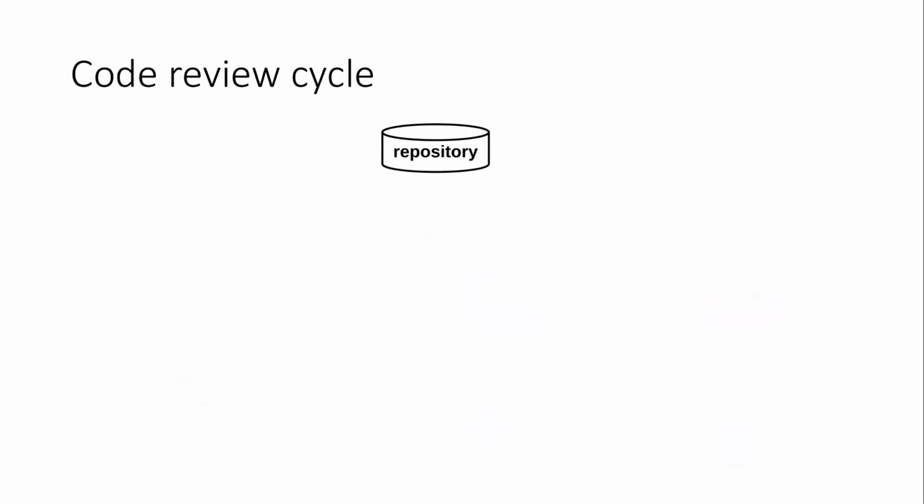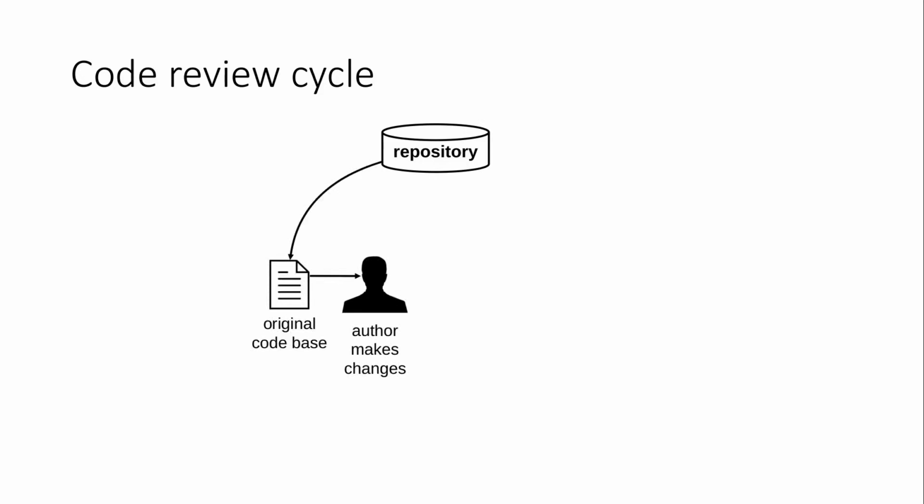But what is code review? The code review practice is a quality assurance process in which source code changes are first reviewed by developers before they are introduced into the code. So, based on a certain repository, a developer, the author of the change, will take the original code base and make changes, right? The developer will fix a bug, implement a new feature, refactor the system, whatever.